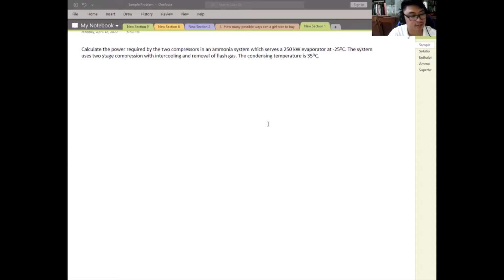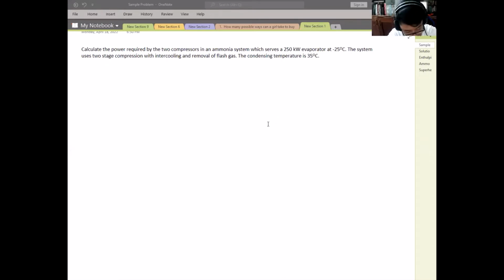Again, let's solve this refrigeration problem involving one evaporator with two compressors. Let me read you the problem. Calculate the power required by two compressors in an ammonia system which serves a 250 kilowatt evaporator at negative 25 degrees Celsius. The system uses two-stage compression with intercooling and removal of flash gas.